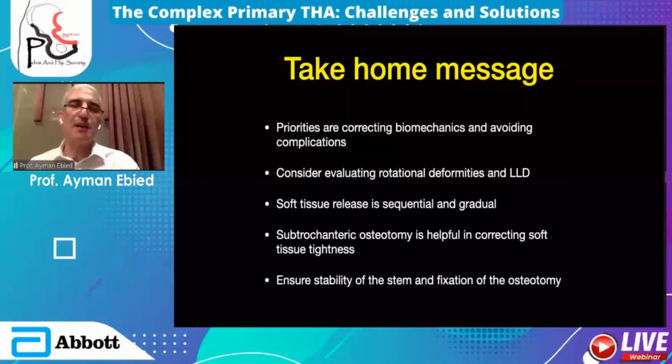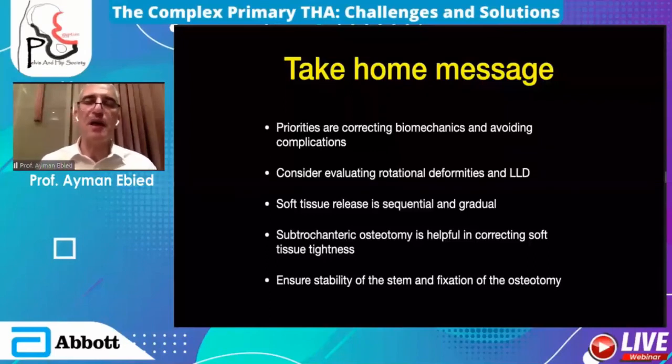I will stop here and send a take-home message to my colleagues listening to this talk, that there are priorities and aims for the reconstruction that can be kept in your mind while you are planning a hip arthroplasty for a dysplastic case. Correcting the biomechanics of the hip and having a good offset and lever arm for the abductor mechanism is something that you have to aim for and plan for preoperatively, and you have to think of avoiding complications.